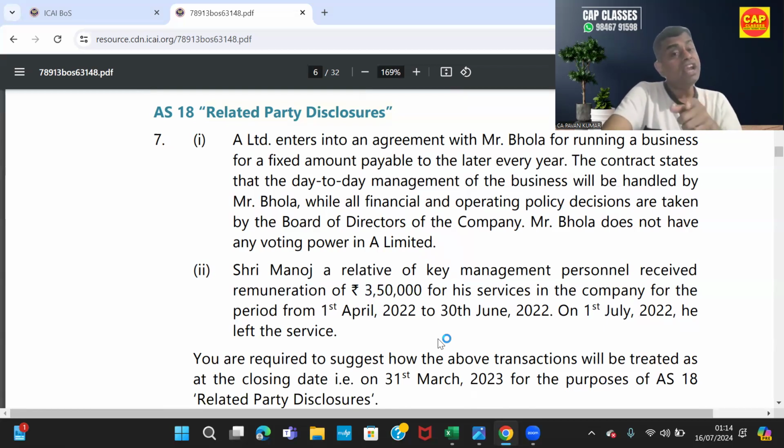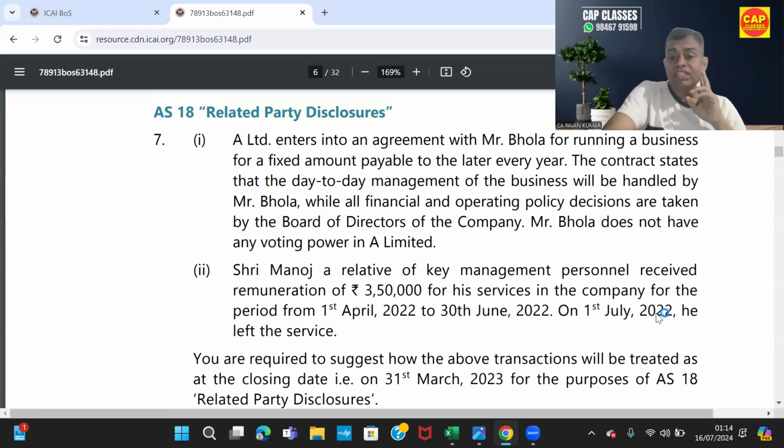So, is a relative of KMP a related party to the company? The answer is yes. Key managerial personnel, clause D. Relative of key managerial personnel, clause E. So, he is a relative. Mr. Manoj is a related party to the company.